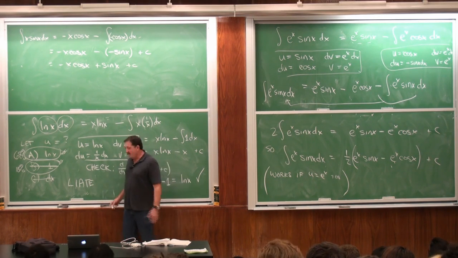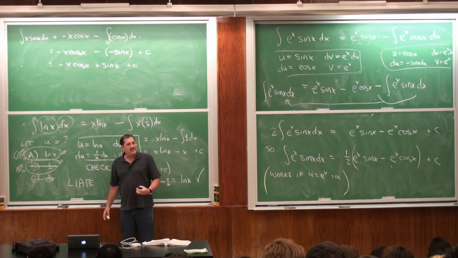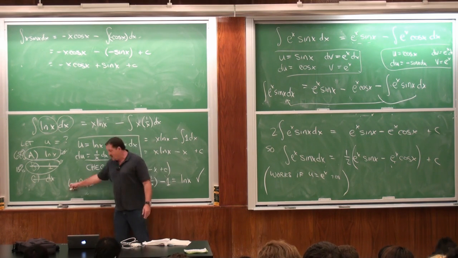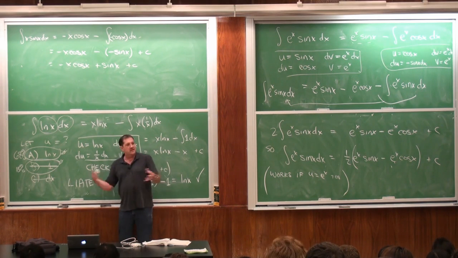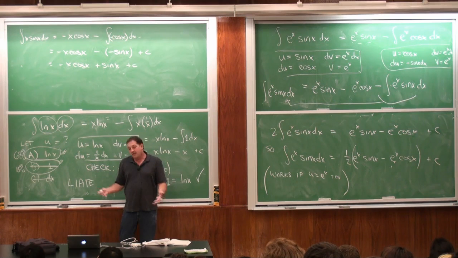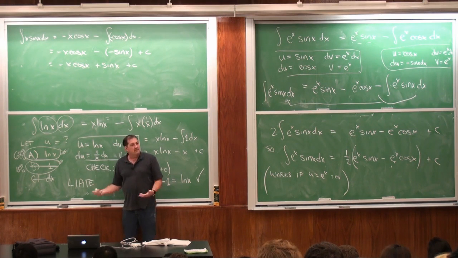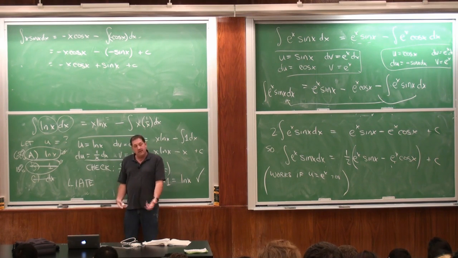The way I remember it is, the thing that gets the nicest when you take its derivative is best to do first. So logs are horrible because they're this transcendental thing. But their derivative, 1 over x, come on. Inverse trig, they're also pretty horrible. Inverse tan, but its derivative is not so bad.